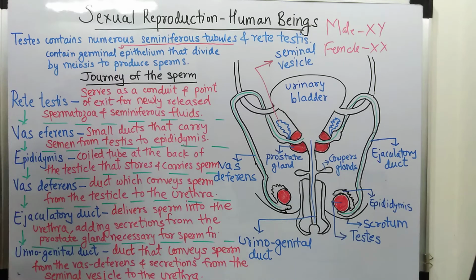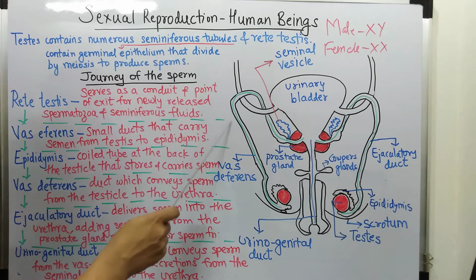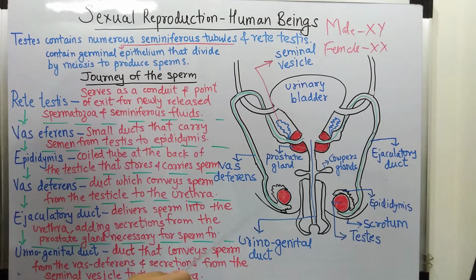Now here we're looking at the different ducts and glands present in the male reproductive system, and how the semen containing the sperm is transported from the testes to the urethra. Fine, so let's look at how things work.